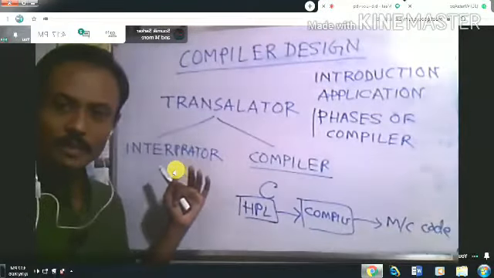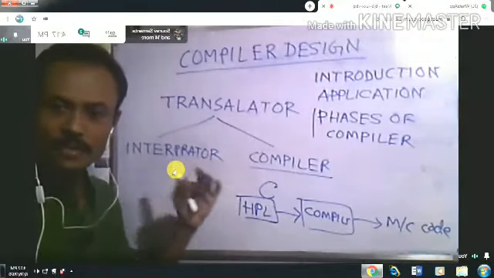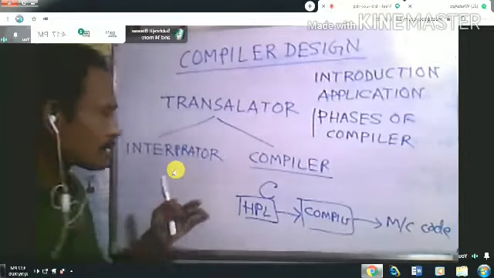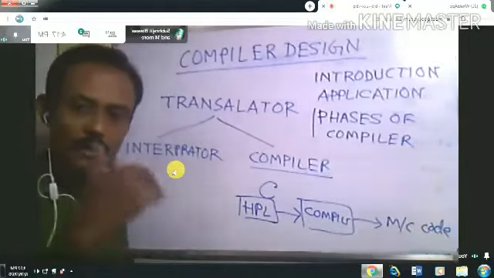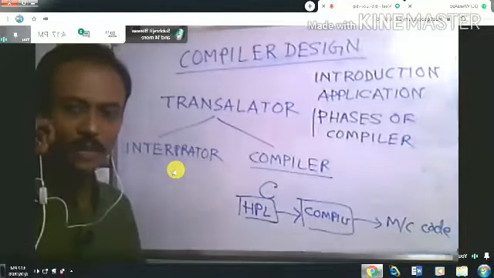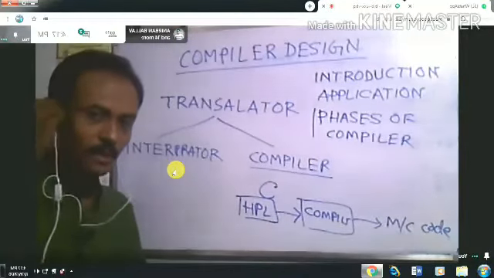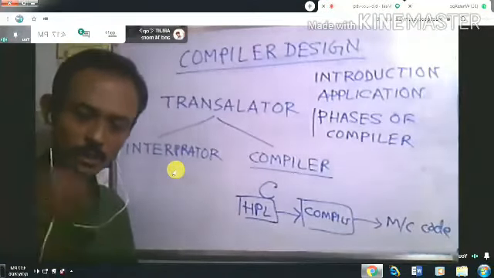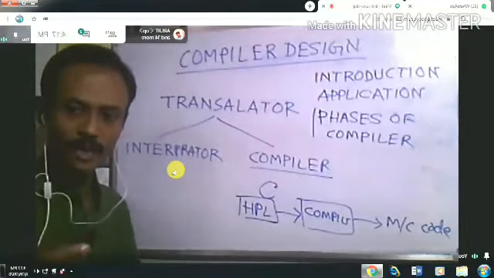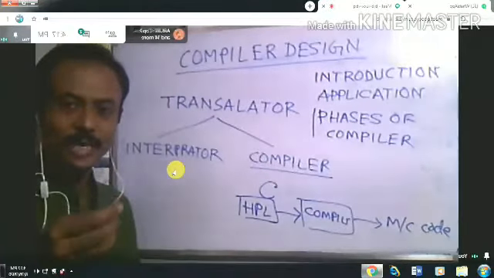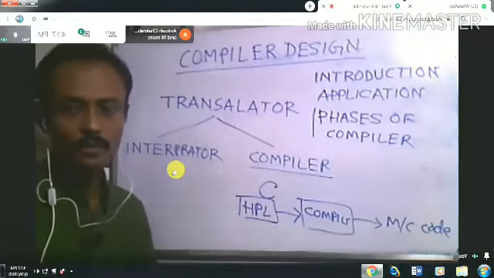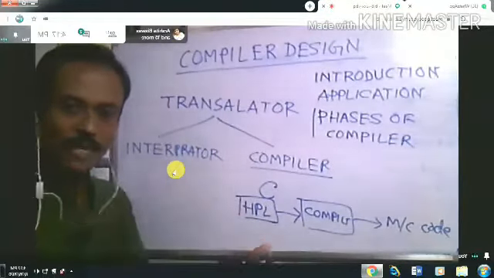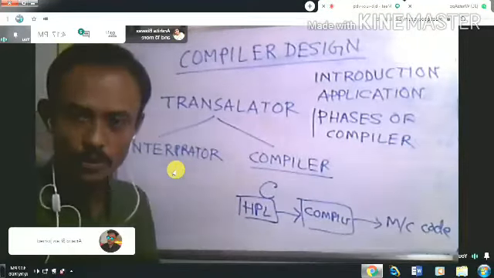An example of an interpreter: you may say VB is an interpreter. Java also can be treated as an interpreter. An interpreter translates the code line by line. That means the interpreter takes a single line of the high level programming language and converts it into machine code, then takes the next line and converts it into machine code. But a compiler takes the whole program, and at a time it generates the code.